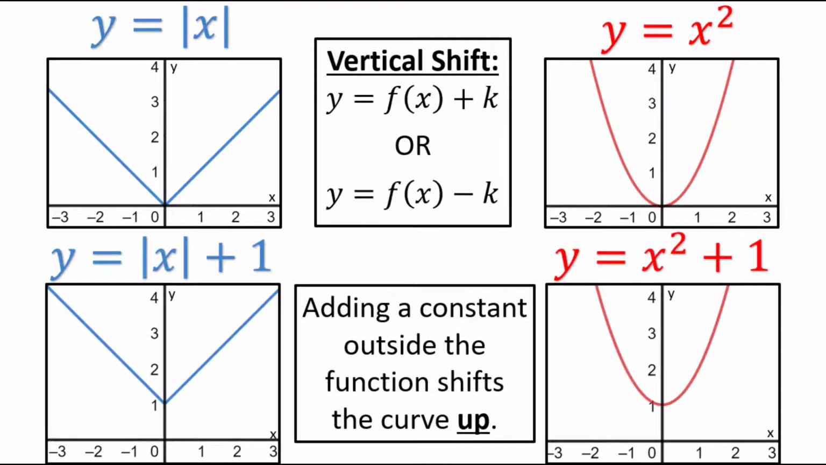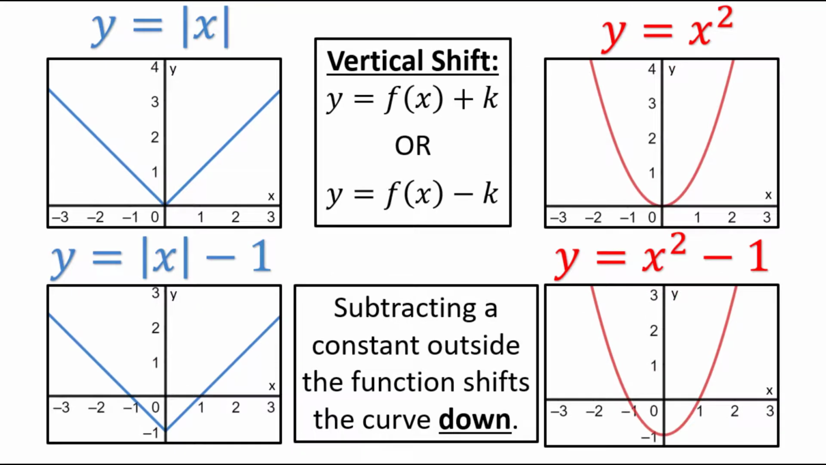Adding a constant outside of the function shifts the curve up, such as adding 1. Here we have the graph of the absolute value of x plus 1 over here, and over here we have x squared plus 1. The graphs are exactly the same as we had in the parent functions, except every point is shifted 1 point up. Instead of beginning at the origin of 0, 0, these graphs are shifted up by 1 unit, so that they now begin at 0, 1.